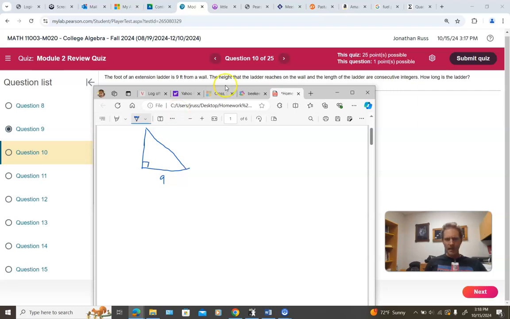And then it says the height that the ladder reaches on the wall and the length of the ladder are consecutive integers. So if one is x, the other one is going to be x plus 1. That's what consecutive means. And remember, guys, the shorter of the two has to be the leg. It's the hypotenuse that's always your longest side. I'm not sure why I just wrote in there plus 9.